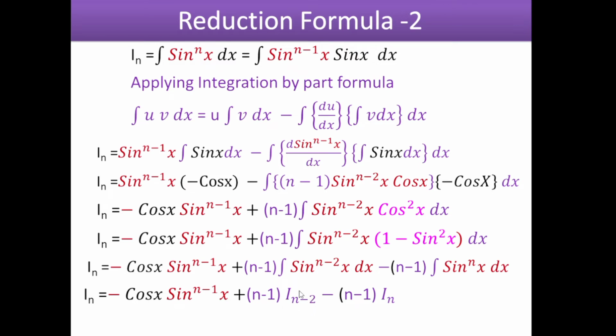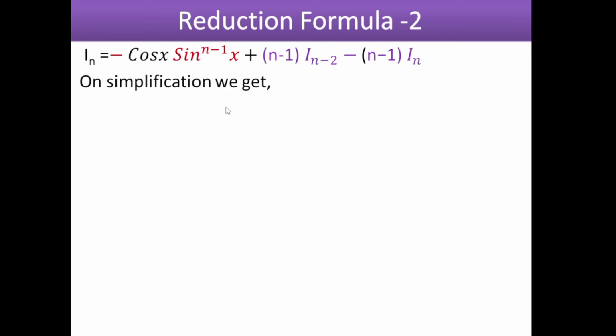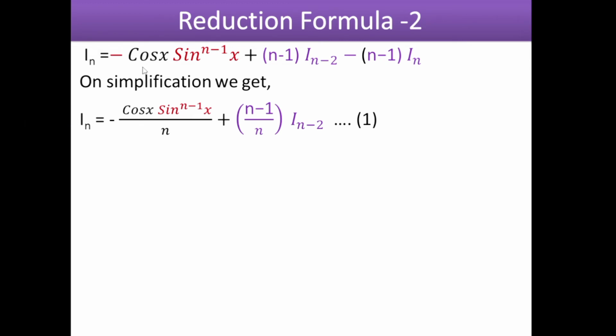These two functions, I n minus 2 and I n, we have to arrange as this I n and this I n are of the same degree, so on simplification we get the value of I n is equal to minus cos x into sine to the power n minus 1 x by n. This I n goes to the left hand side, and on simple calculation we get the n value, and this is the required reduction formula of sine to the power n x dx.